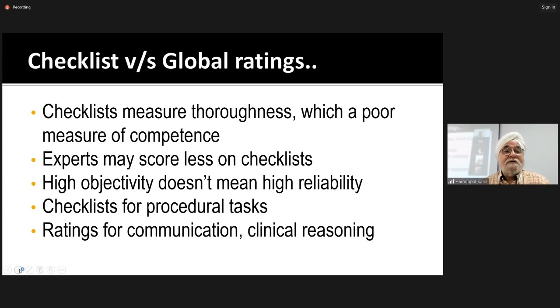Now, if we compare checklist versus global ratings, और ये OSCE की criticism में बहुत बारी आता है, जो checklist होती हैं वो सिर्फ thoroughness assess करती हैं कि आपने सारा कुछ कर लिया कि नहीं, पर अच्छा किया कि नहीं किया, ठीक किया कि नहीं किया, वो नहीं assess करते. And there are plenty of studies to show that thoroughness does not mean competence.